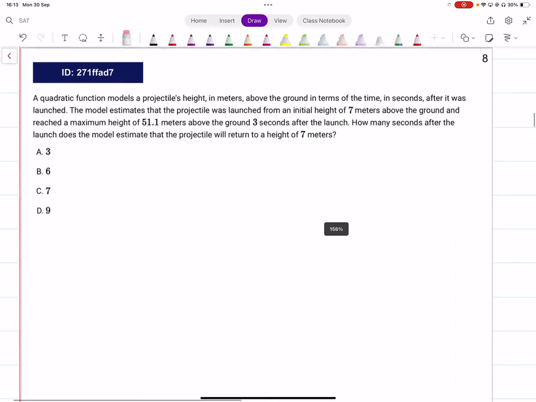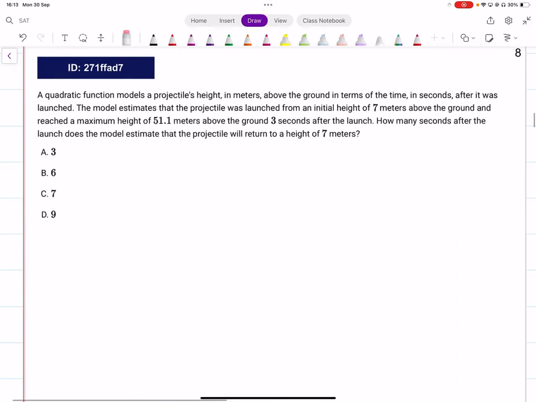A quadratic function models a projectile's height in meters above the ground in terms of the time in seconds after it was launched. So we have one variable which is height, and the other variable which is time in seconds. The model estimates that the projectile was launched from an initial height of 7 meters above the ground. Initial height of 7 meters. What does that mean? That means when t is equal to 0, h equals 7. Initial height is 7. At time 0, h is equal to 7.